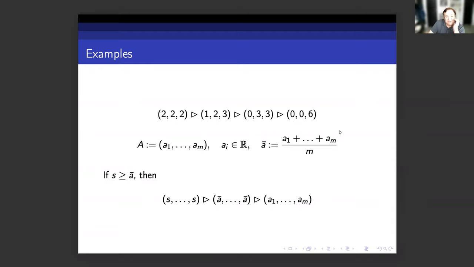Let me explain what happened. This is one of the important, very simple inequalities. If you consider the mean value a bar of this m-element vector, then we have the following: let s be greater or equal to a bar; then the vector with s repeated m times and the vector with a bar repeated m times majorizes our initial vector. It is important.